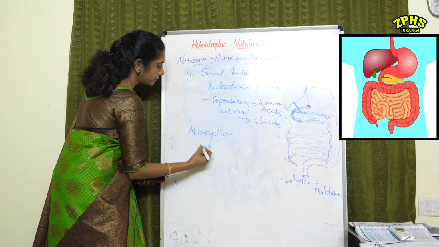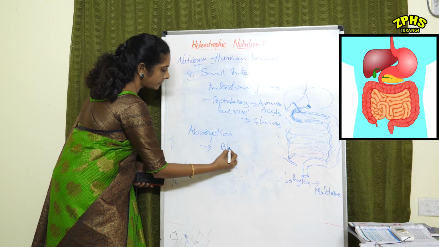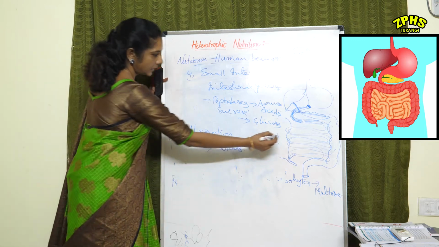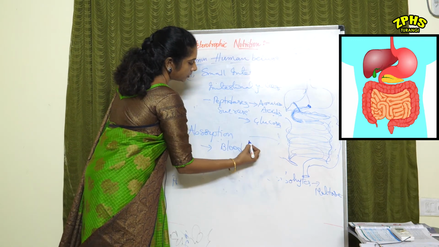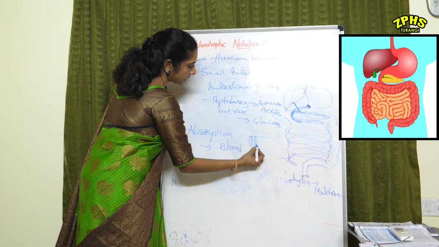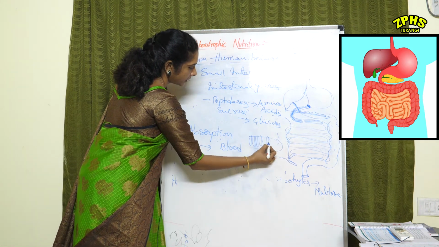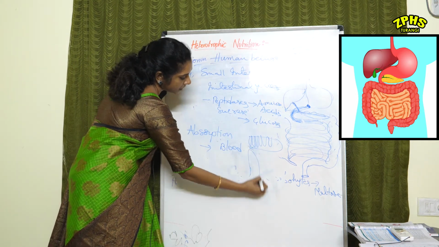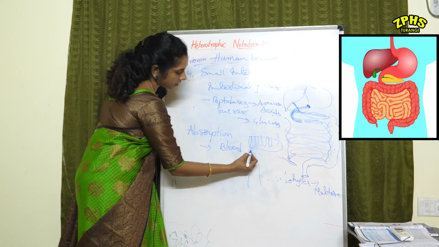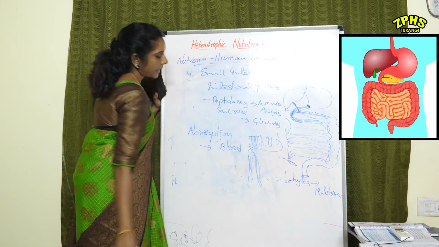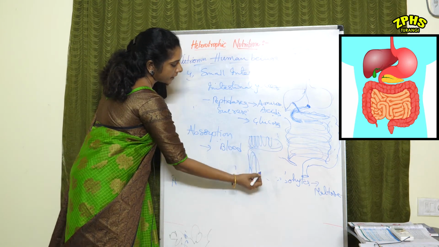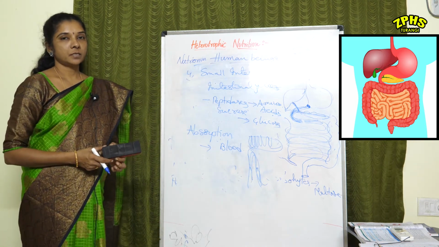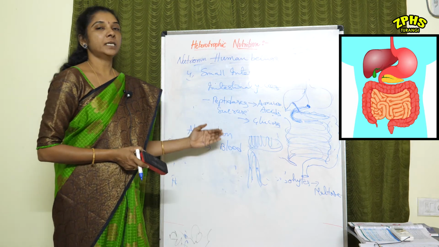The digested food now enters the blood vessels. The absorption takes place in the small intestine. Here we can observe some small finger-like structures in the small intestine. If you observe one finger-like structure, it has some blood vessels and some lymph vessels also. The digested food from the small intestine enters the blood vessel. That is known as absorption.